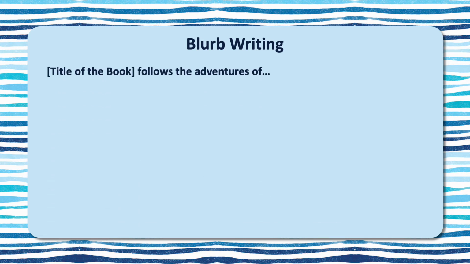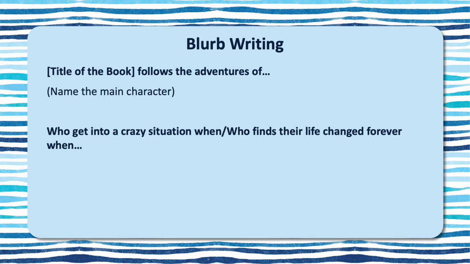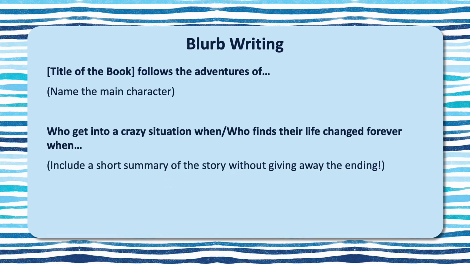So here is a little bit of a frame to help you if you're not sure how to get started. So you need to tell us what the title of the book is, and then you might say something like, the title of the book follows the adventures of, and then you would name the main character. After that you might say something like, who gets into a crazy situation when, or who finds their life changed forever when. And at that point you would include a short summary of the story without giving away how the story ends.